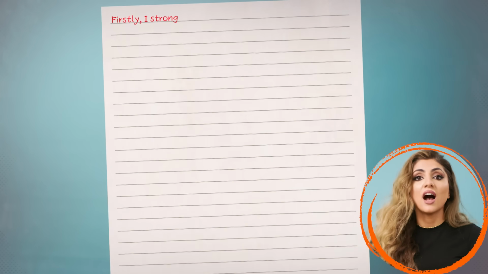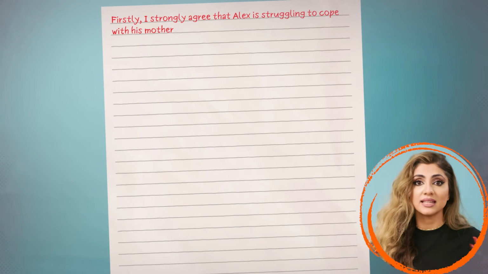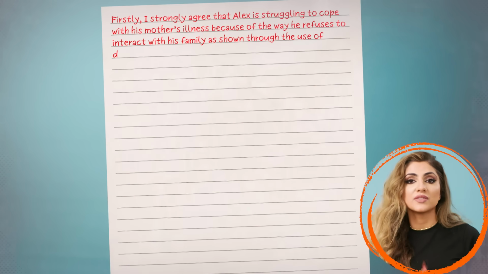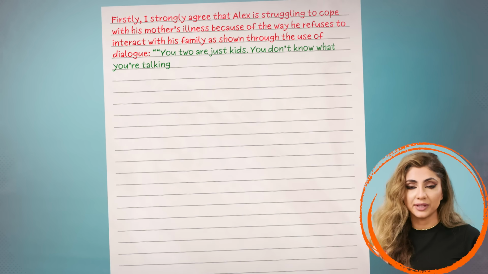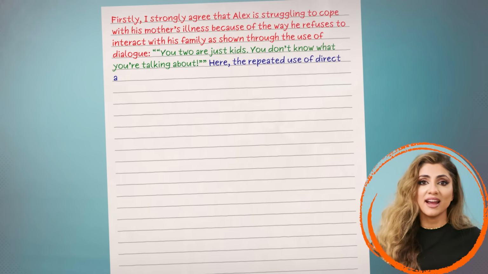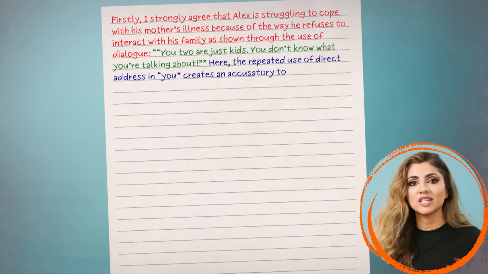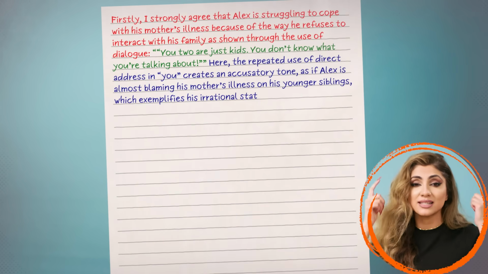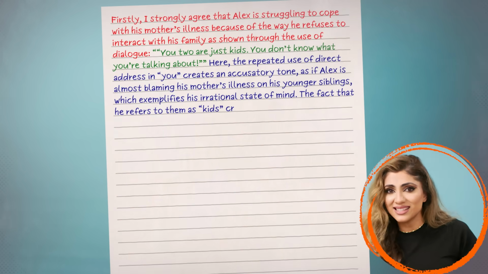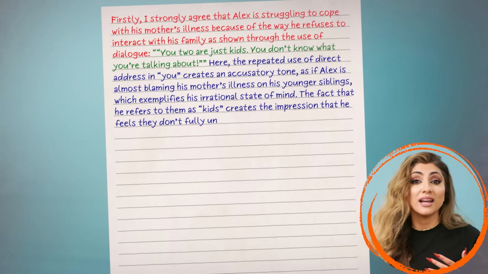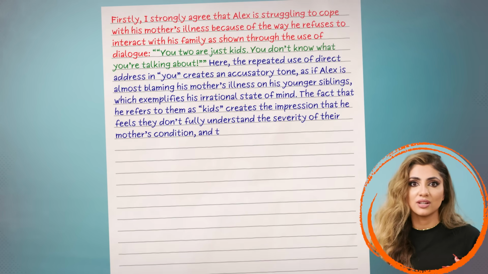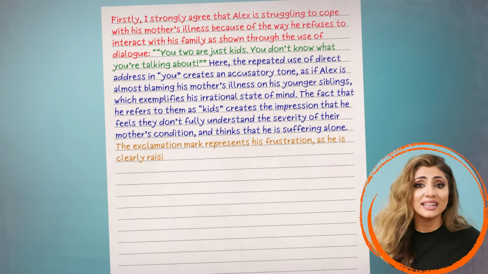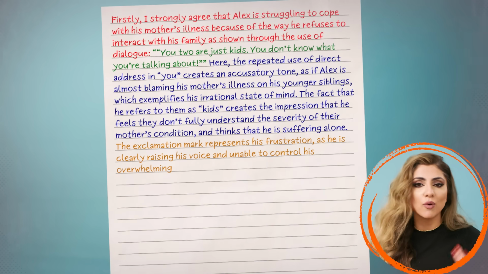Let's go. Firstly, I strongly agree that Alex is struggling to cope with his mother's illness because of the way he refuses to interact with his family, as shown through the use of dialogue. "You two are just kids, you don't know what you're talking about." Here, the repeated use of direct address in "you" creates an accusatory tone, as if Alex is almost blaming his mother's illness on his younger siblings, which exemplifies his irrational state of mind. The fact that he refers to them as "kids" creates the impression that he feels they don't fully understand the severity of their mother's condition and thinks he is suffering alone. The exclamation mark represents his frustration, as he is clearly raising his voice and unable to control his overwhelming emotions.